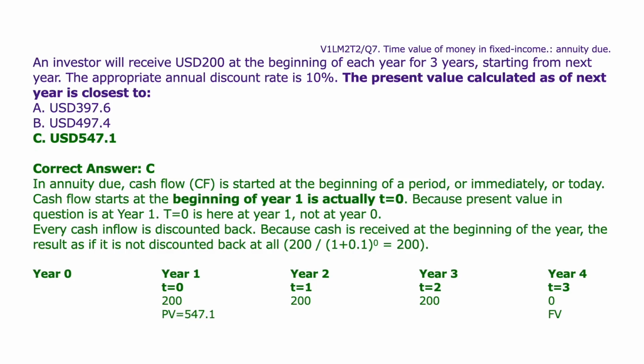The case here is the present value we want to know is of year 1, not year 0. Every cash inflow needs to be discounted back. If received at the beginning of the year, the discount year is 0. If received at the end of the year, it will be discounted one full period. If the question doesn't mention any beginning or the end, always calculate as cash received at the end of the year.